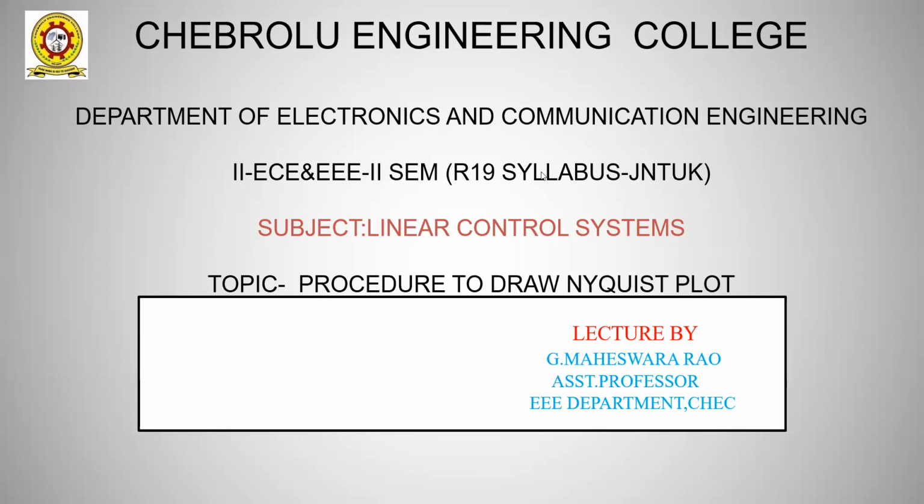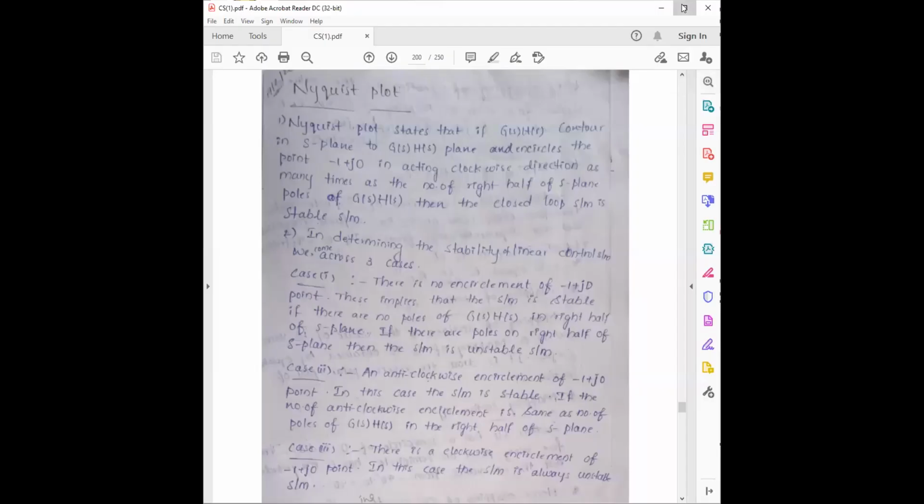So in the last classes we discussed the procedure to draw the Bode plot and problems, and the procedure to draw the polar plot and problems. Today we are discussing the last topic in the fourth unit, the Nyquist stability criterion. The Nyquist stability criterion is very important in all competitive exams.